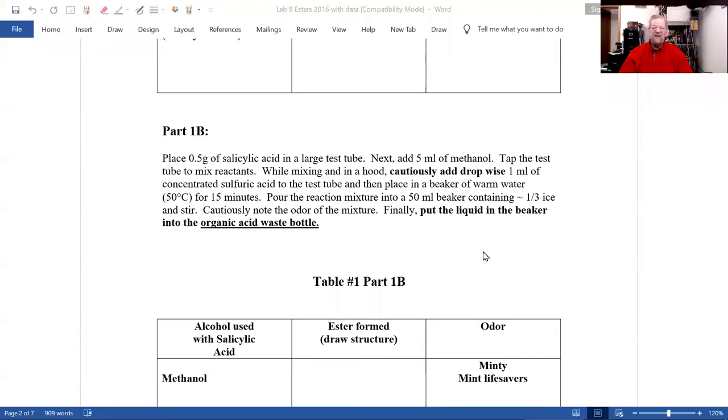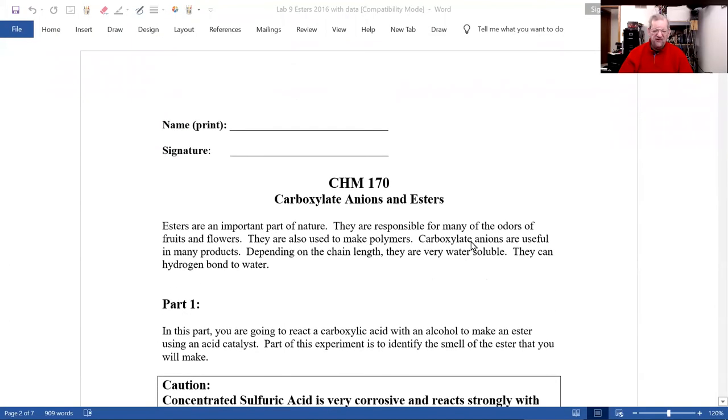All right, let's talk about the lab that you should be finishing up and handing in on Wednesday. And that lab deals with esters and carboxylate anions. Now, you know what's an ester. And this is an ester.